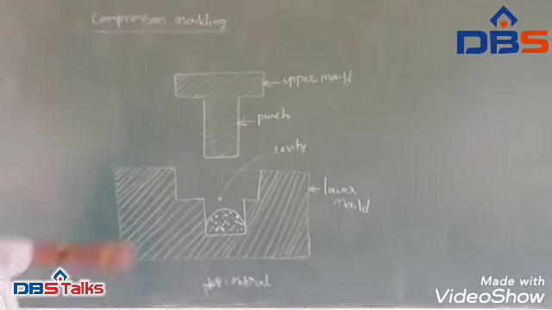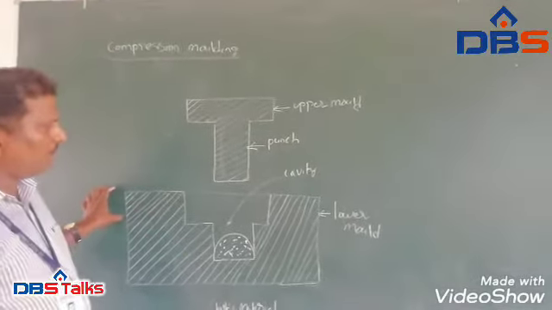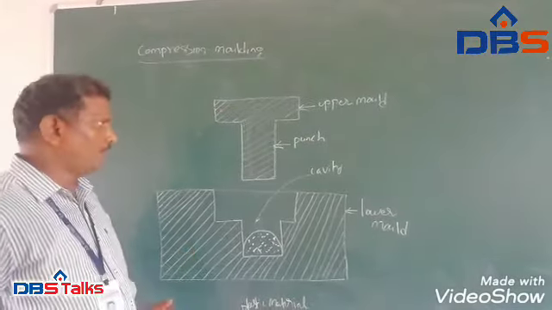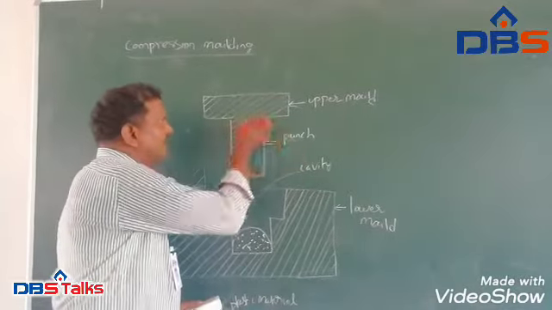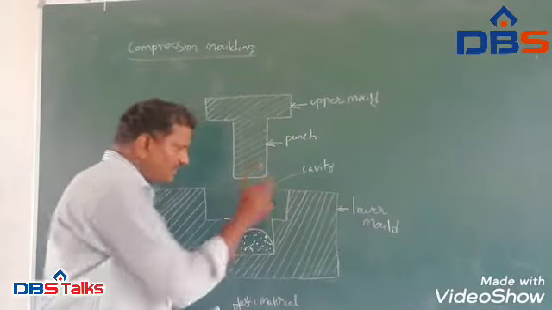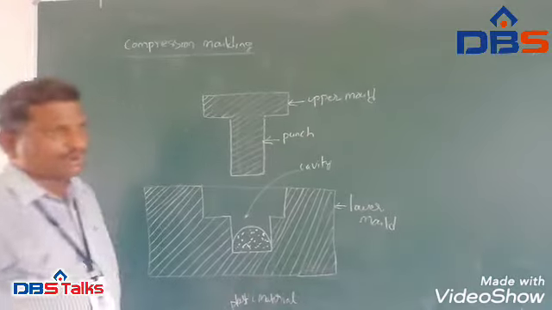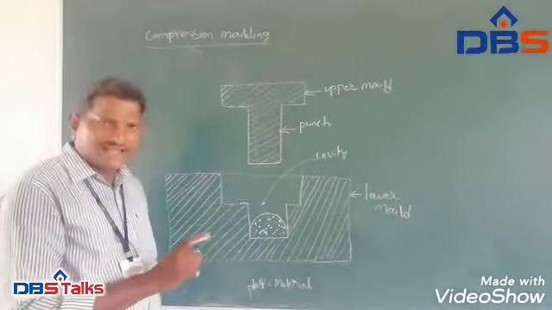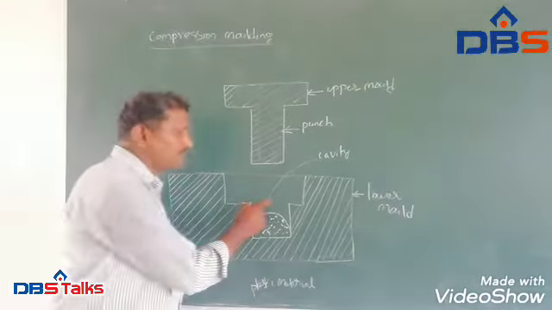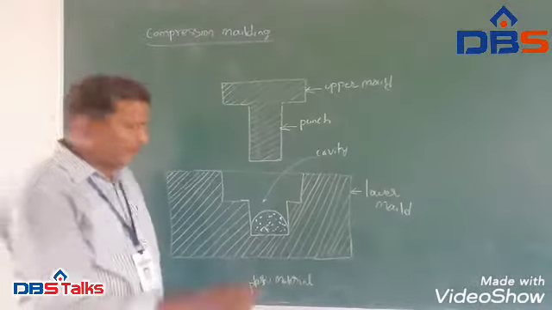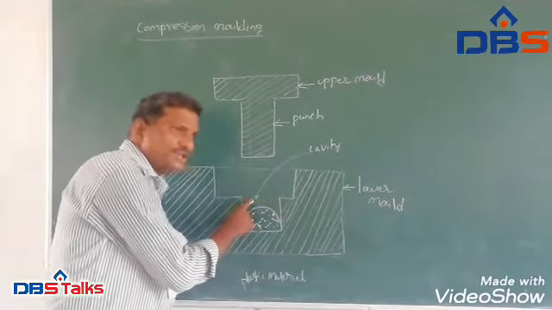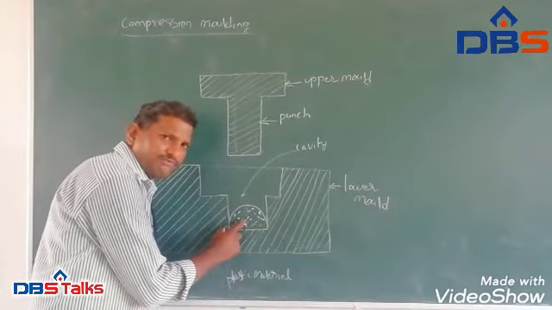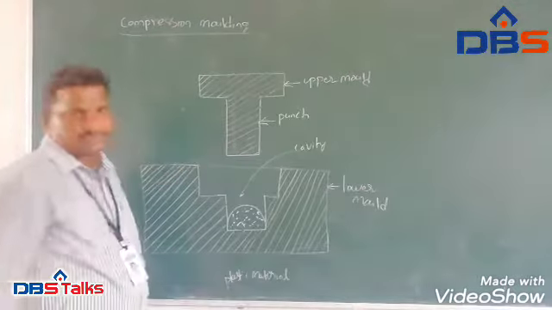Compression molding. Here we are using a mold which contains two parts, upper part and the lower part. Upper mold is having a punch and the lower mold is having a cavity, and this cavity is having the shape of the produced good. Depending upon the shape of the cavity, we will produce the goods. And here a large quantity of plastic will be provided.